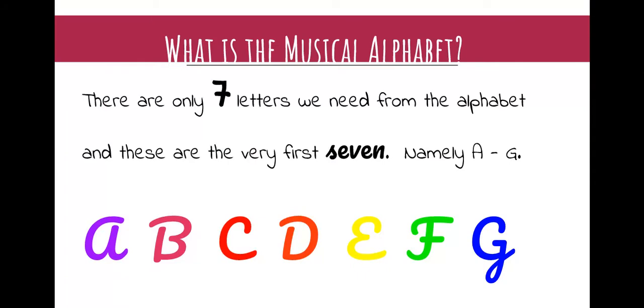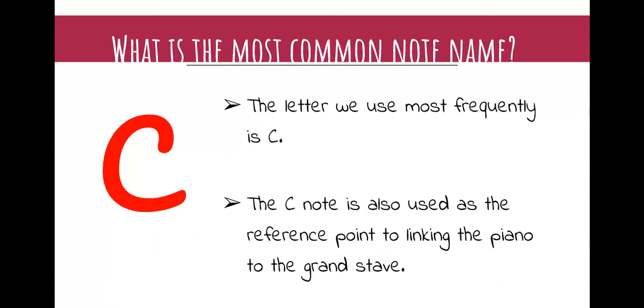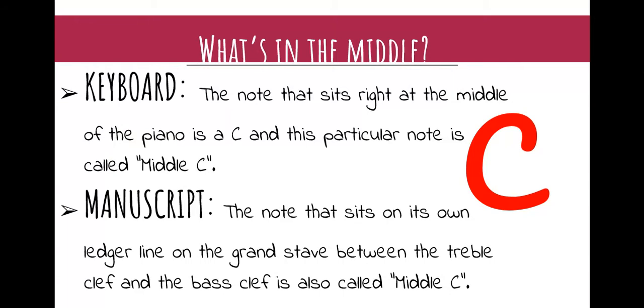So the music alphabet is simply the first 7 letters of the alphabet, namely A to G: A, B, C, D, E, F, G. And the most common letter that we use is C, because C is often our reference point, especially to link the piano to the grand staff, to the sheet music. If we go to the very centre of the keyboard, there's a particular note there called C, and because it's in the centre of the keyboard, that note is known as middle C.